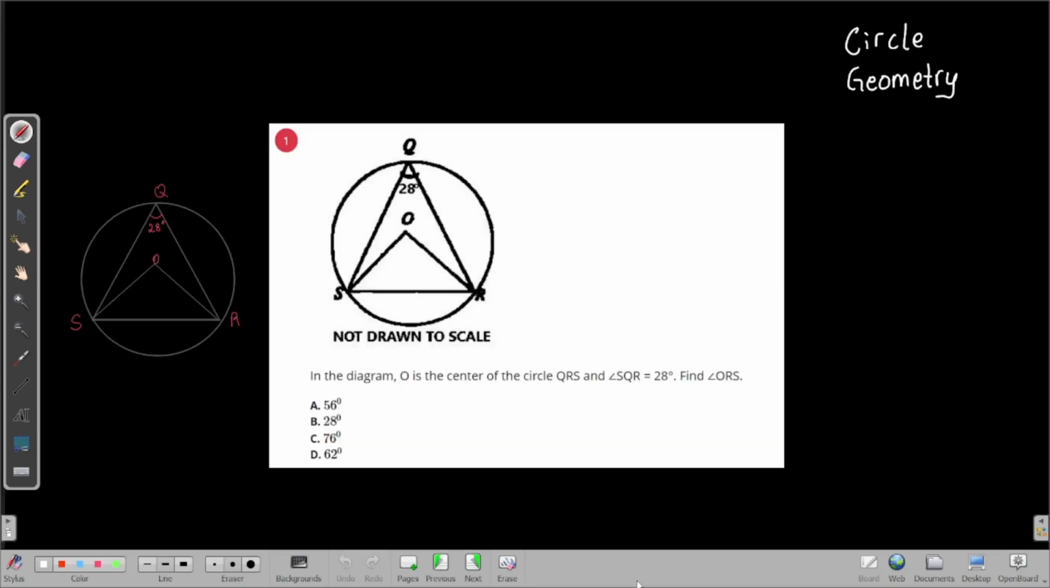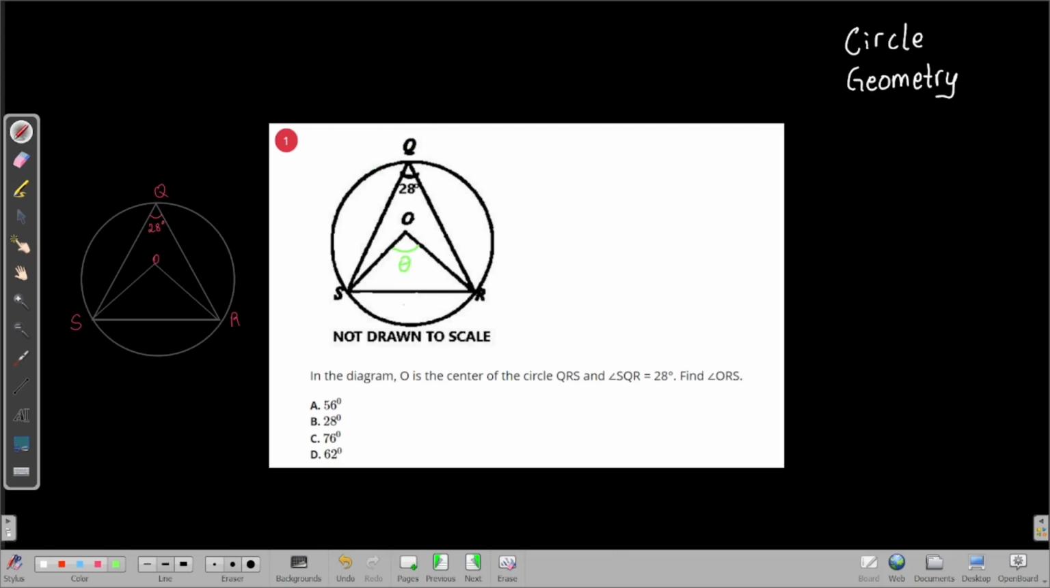Question 1. We have a question on circle geometry. The question says that in the diagram, O is the center of the circle QRS and angle SQR, this is angle XQR, is equal to 28 degrees. Find ORS. So this is the angle we're meant to find. Let's call that angle theta.